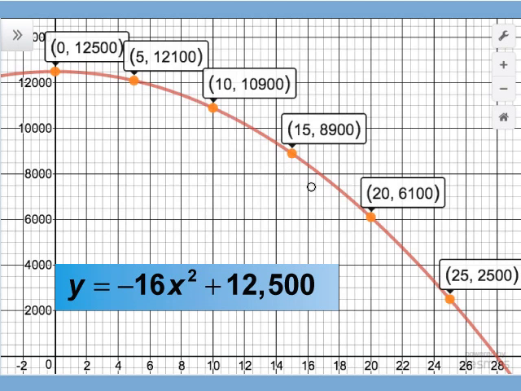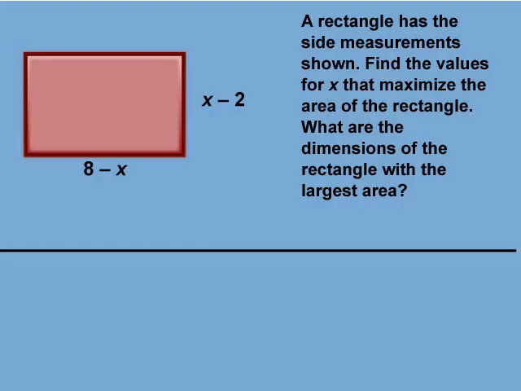Let's look at a final example. A rectangle has the side measurements shown. Find the values for x that maximize the area of the rectangle. What are the dimensions of the rectangle with the largest area? In this example, we are shown two binomials that make up the sides of the rectangle. The first binomial is x minus 2, and the second binomial is 8 minus x. The area of the rectangle is the product of the binomials, shown here.